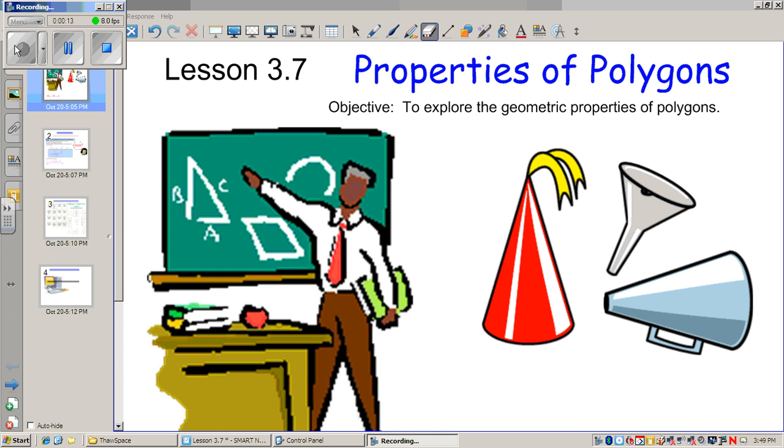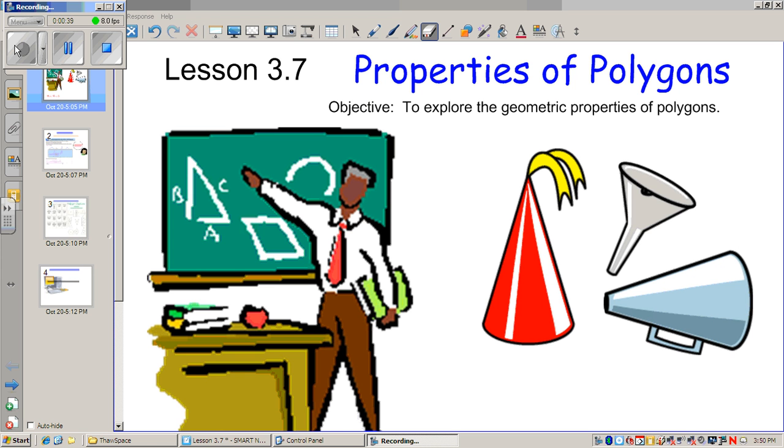So first, I think we need to determine what is the definition of a polygon. A polygon is a plane shape, so like two-dimensional, with straight sides. Examples of polygons would be triangles, rectangles, and pentagons. Now remember, a circle is not a polygon because it has a curved side, so that cannot be a polygon. So hopefully that does some clarifying.